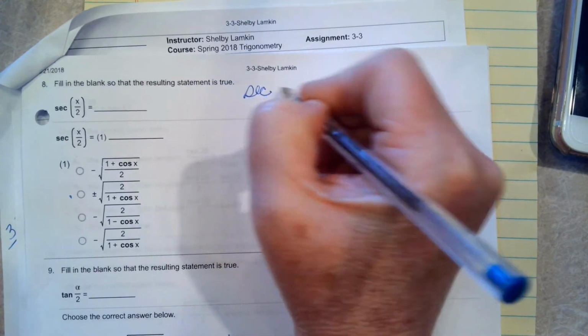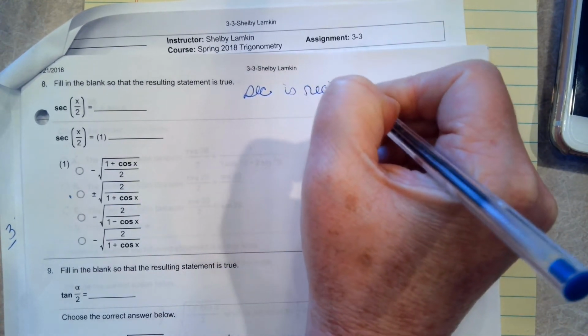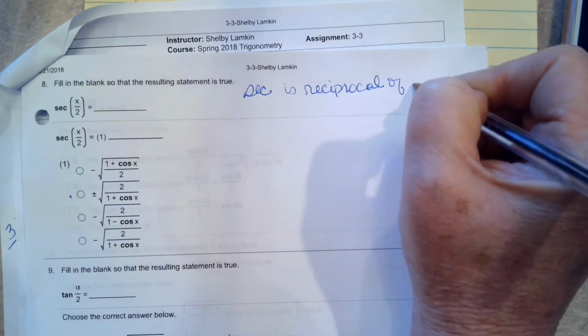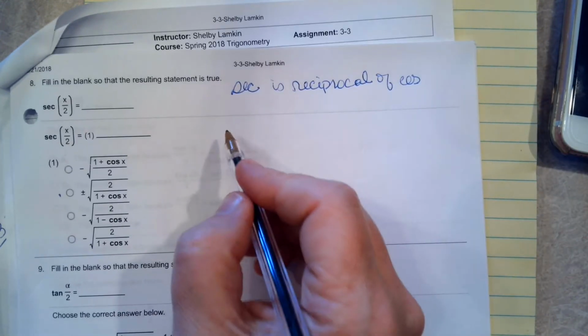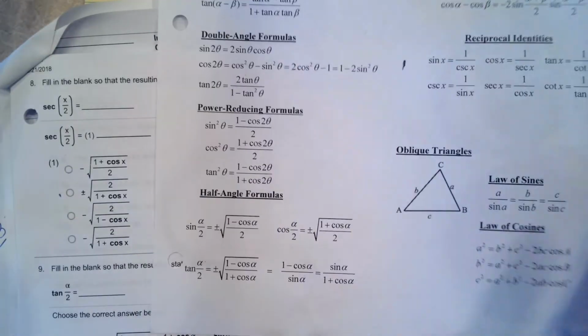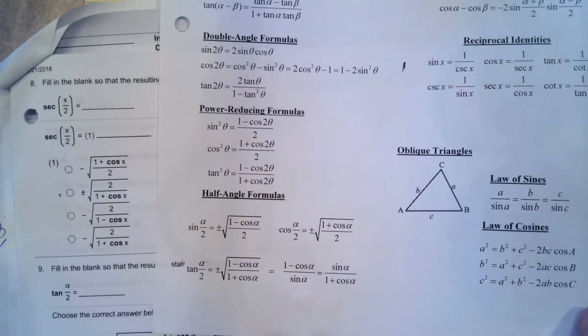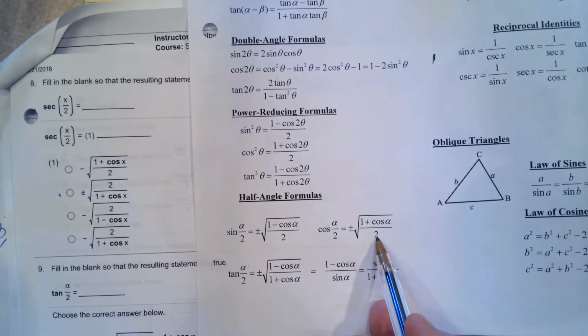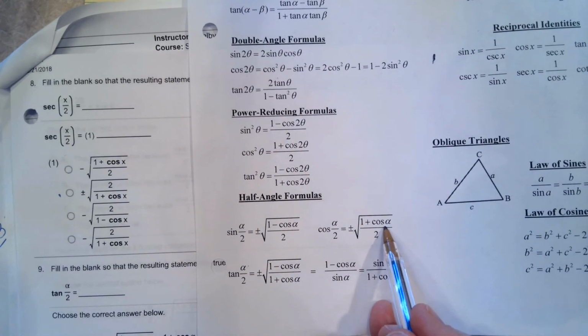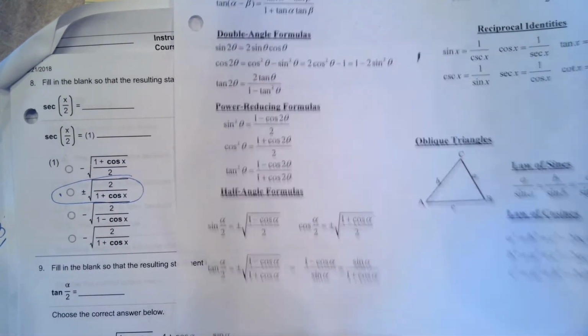Number 8 says fill in the blank so the resulting statement is true. And it says secant of x over 2. So to do that, we need to know that the secant is the reciprocal of the cosine. So the cosine of x over 2, or alpha over 2, is given here. So we just need the flip of that. So it's going to be plus or minus 2 over 1 plus cosine alpha. So the reciprocal of that is given here.